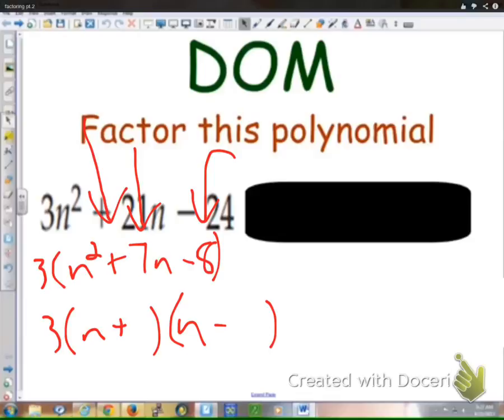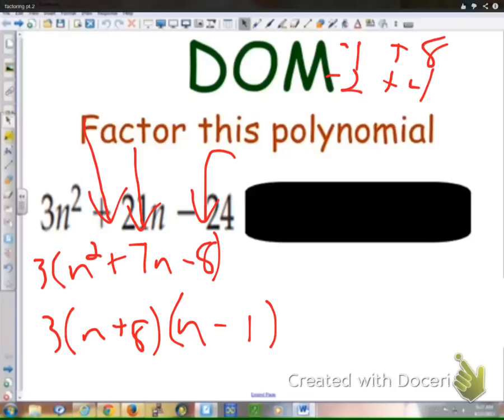What are all the factors of 8? 1 and 8, and 2 and 4. Now we know the bigger one has to be positive and the smaller one has to be negative, so plus, plus, minus, minus. Which of those pairs add up to be positive 7? Positive 8, negative 1. There you go.